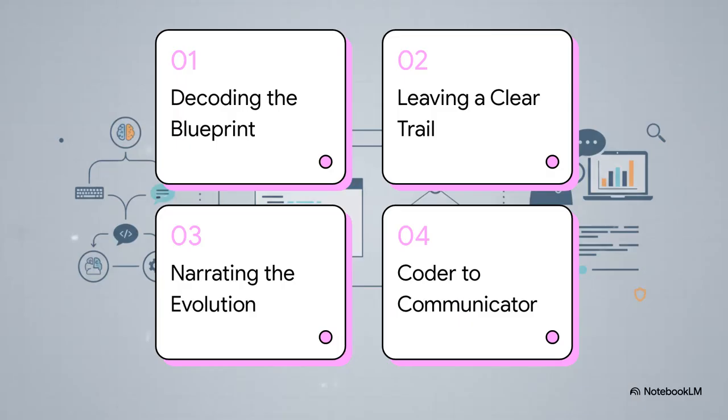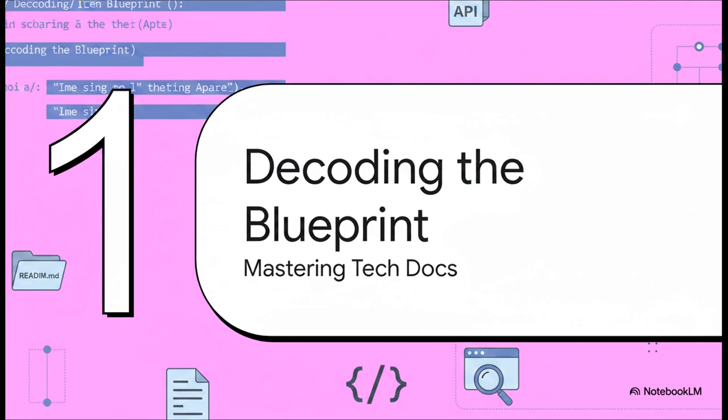Here's how we're going to tackle this. First, we're going to learn how to be a skilled interpreter, decoding the work of others. Then you'll become an effective author, leaving a clear trail for anyone who follows. And finally, we'll step into the role of a project historian, mastering the tools that tell our code's story. All right, so let's dive right in.